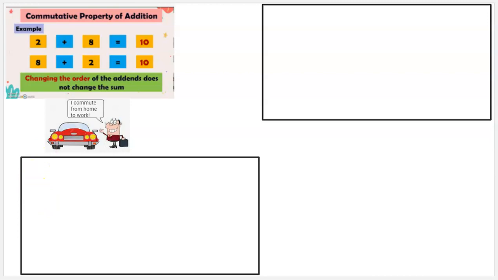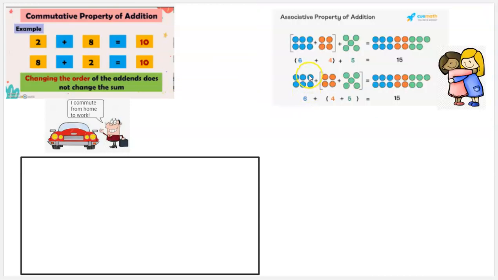The next property of addition that we're going to talk about today is the associative property of addition. The associative property of addition looks and sounds a lot scarier than really what it is. All we're really doing is taking a group of addends like 6 plus 4 plus 5, and we're grouping together which addends we're going to deal with first. The parentheses show where we're going to start.